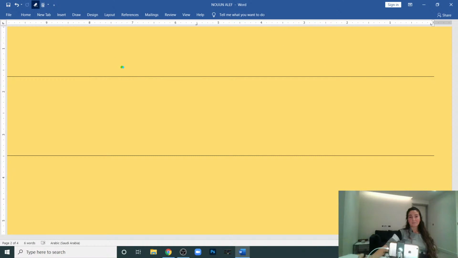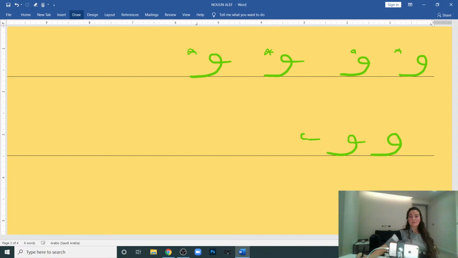So basically, look, this is when it's alone. This is when it's at the beginning of the word. This is when it's in the middle of the word. And this is when it's at the end of the word. So again, star, star, star, star. How do I join them? This is the initial form. This is the middle form. And this is the final form. Do I join it like that? Is it correct? Of course it's not.